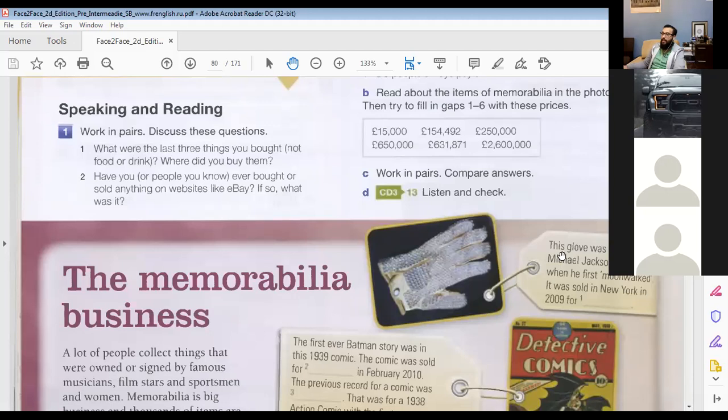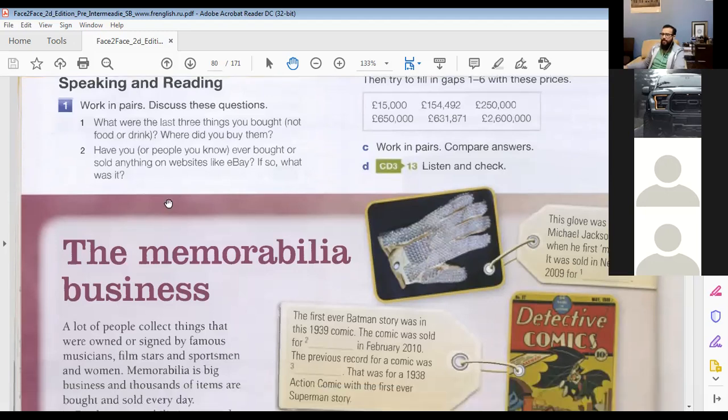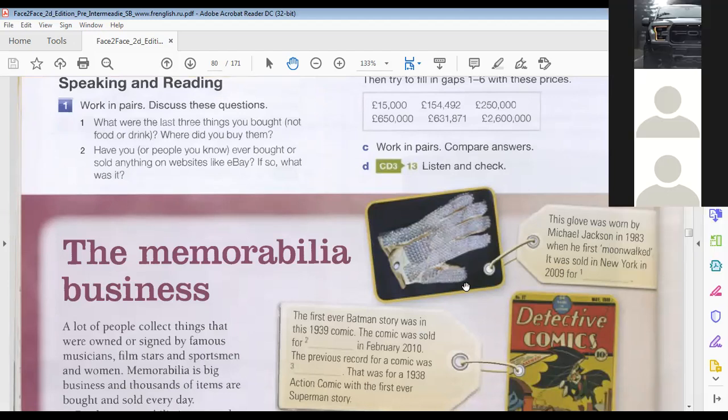Have you sold anything online before? No, didn't. You've never sold anything online. Okay, interesting. What about you, Samiha? Have you ever bought or sold anything online?